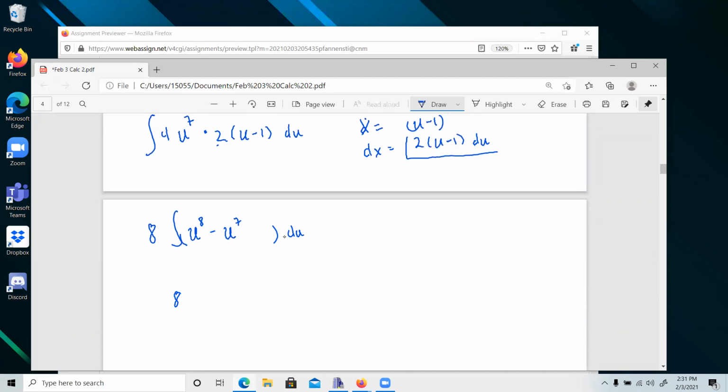So this is 8, and then we have u to the 9th over 9 minus u to the 8th over 8, plus c. You say, okay, well, what the heck was u? Right, this is all 8 times all of this stuff. So we have 8/9. U was 1 plus root x, raised to the 9th power. Minus 8 over 8, and we have u to the 8th. So this is 1 plus root x to the 8th, plus c.